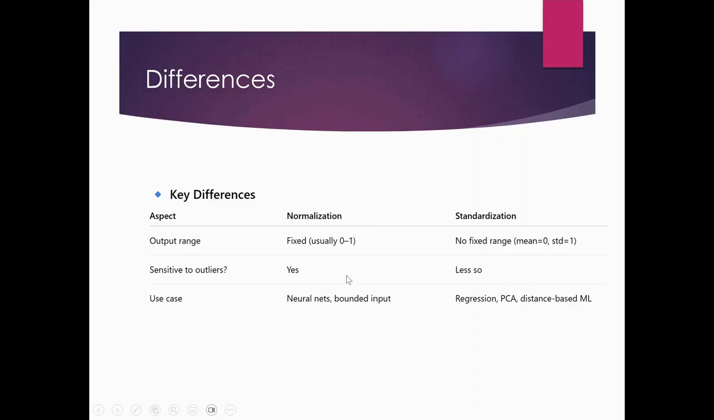Normalization is very sensitive to outliers. As I said, if you increase the value, it could go out of the 0 to 1 range. Standardization is also sensitive, but comparatively less. Use cases are neural nets and bounded inputs for normalization, and regression algorithms for standardization.